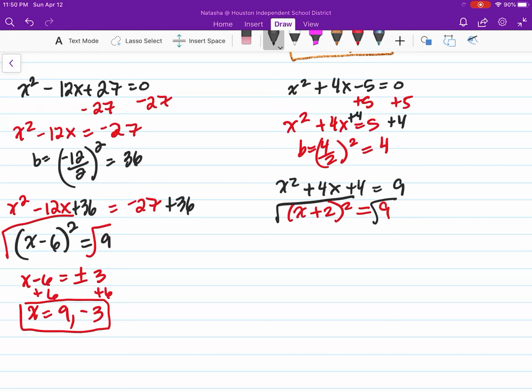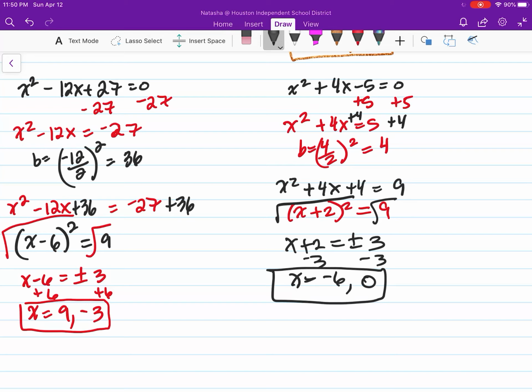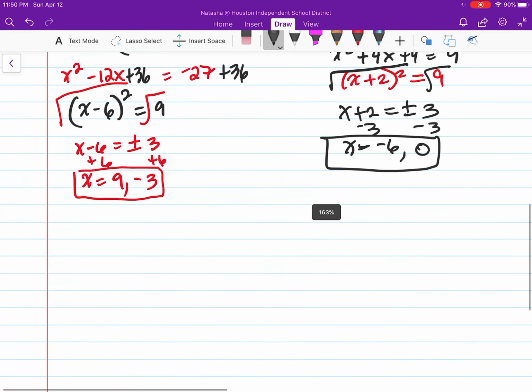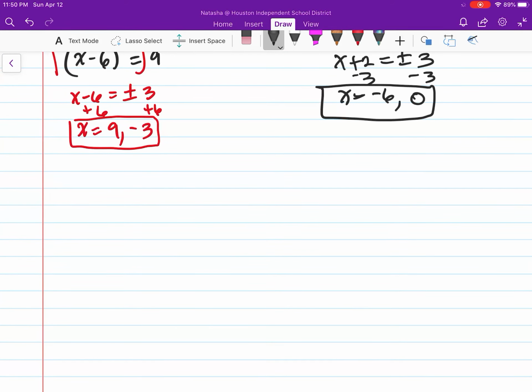This is going to be the perfect square of x plus 2 squared is equal to 9. I'm going to take the square root of both sides. That's going to give me x plus 2 is equal to plus or minus 3. So x is going to be equal to negative 6, or positive 3 minus 3 will give me 0. We can have 0. That is a correct answer.